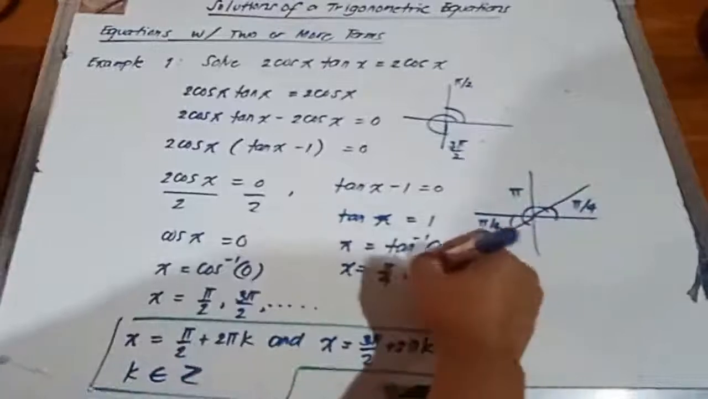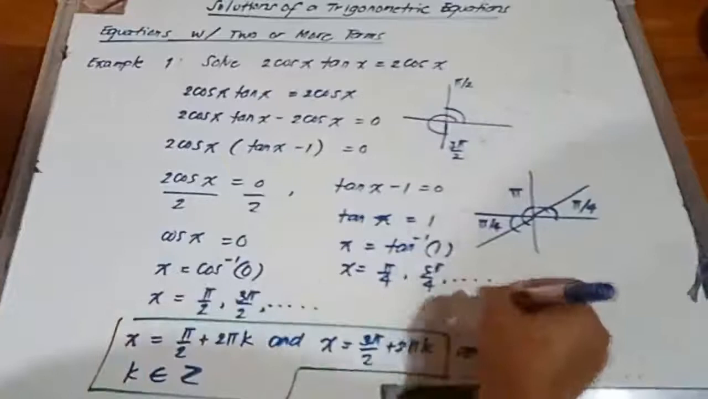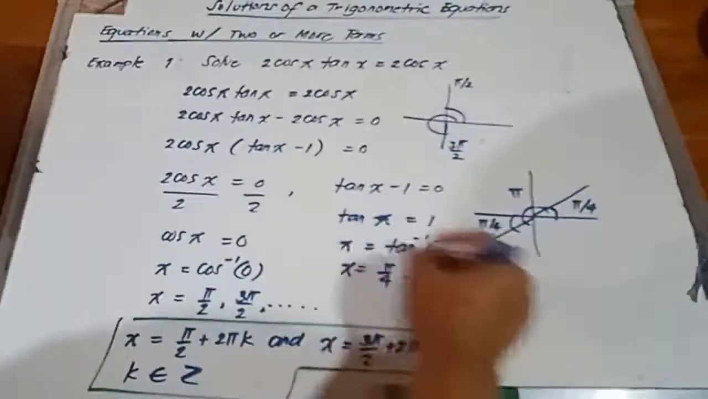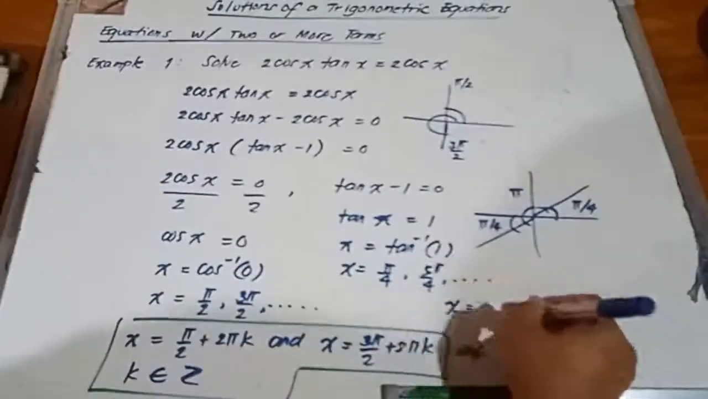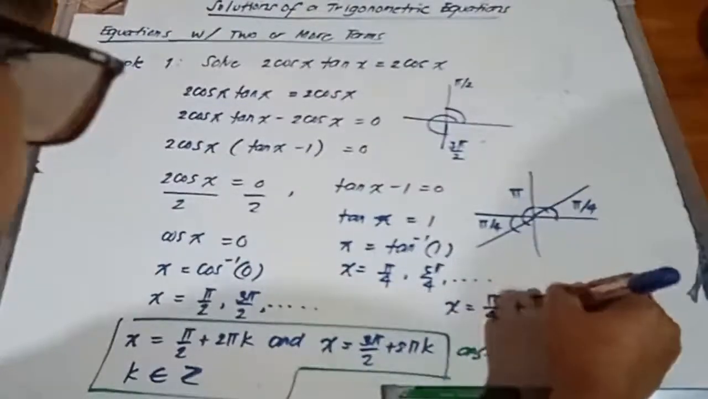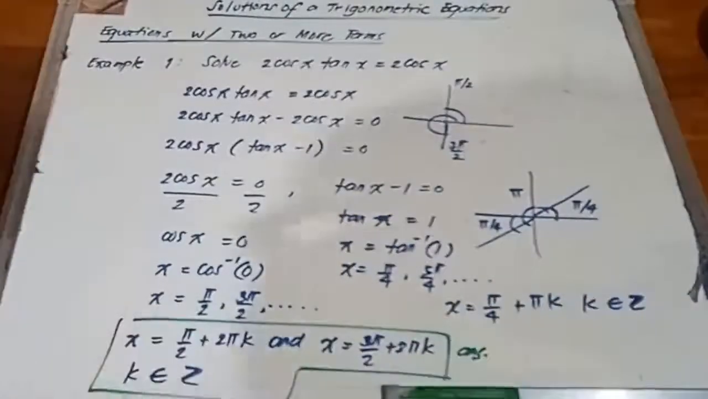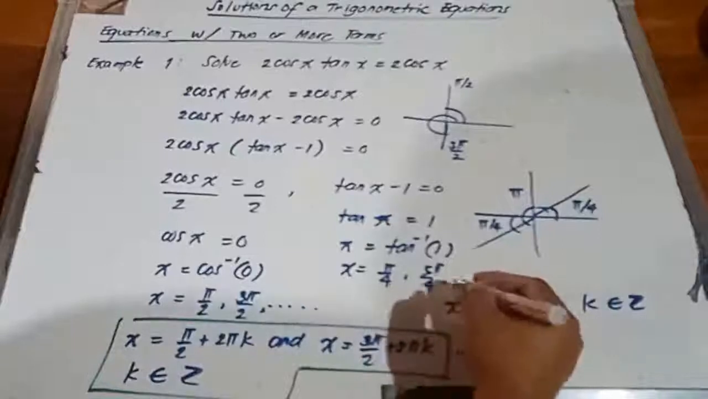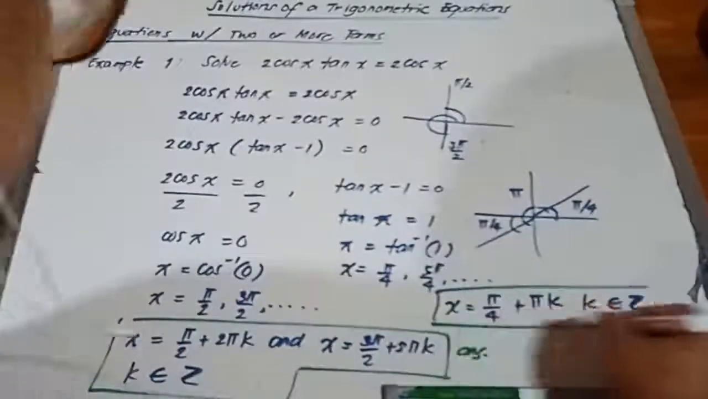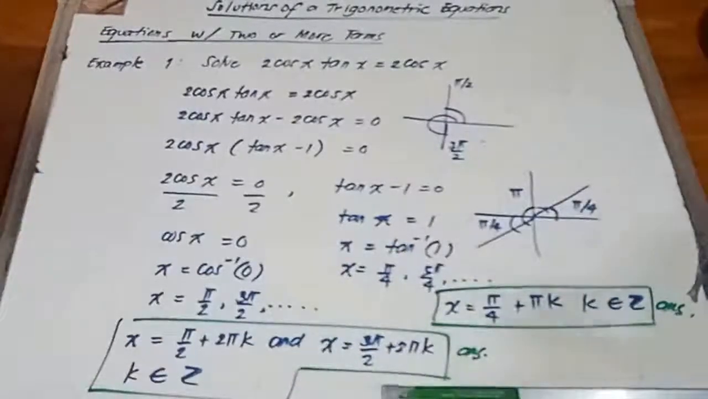Pag nag-add ka ng pi, that is 5 pi over 4, etc. So, therefore, the complete solution for this factor is x equals pi over 4 plus pi k, k is an element of an integer. So, yan ang ating complete solutions. Okay? So, that is the solution for example number 1. Thank you.